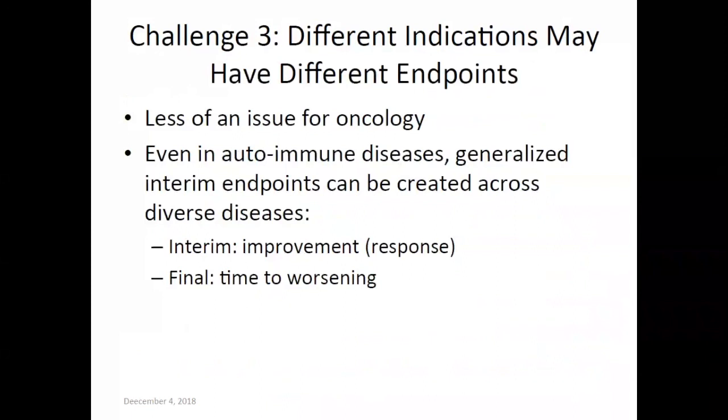Now, I actually think this is less of an issue for oncology. We have response rate, progression-free survival, and overall survival, all of which are known under different circumstances to be acceptable endpoints. My group is currently simulating an autoimmune disease basket trial where every arm of the trial has an autoimmune phenomenon in a different organ system. So some people have neurologic symptoms, some have low blood counts, some have kidney trouble. But we created generalized interim endpoints across these diverse diseases by having the interim endpoint be an improvement or response and the final endpoint being the time to worsening. And I think this can be done.